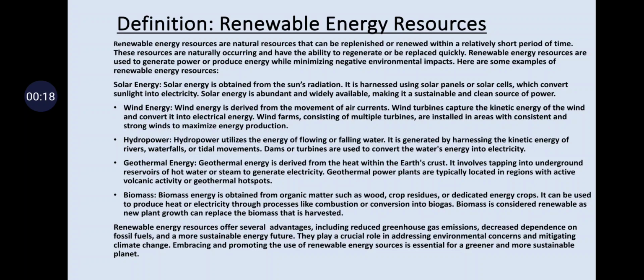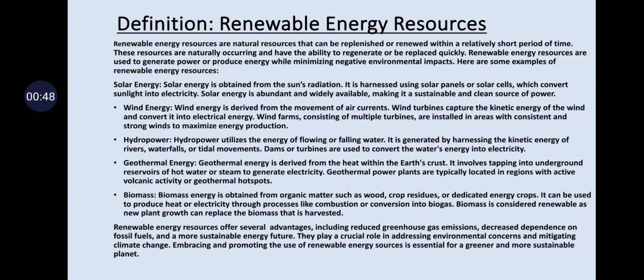Renewable energy resources are natural resources that can be replenished or renewed within a relatively short period of time. Alright, these resources are naturally occurring and have the ability to regenerate or be replaced quickly. Renewable energy resources are used to generate power or produce energy while minimizing negative environmental impacts. Alright, here are some examples of renewable energy resources.